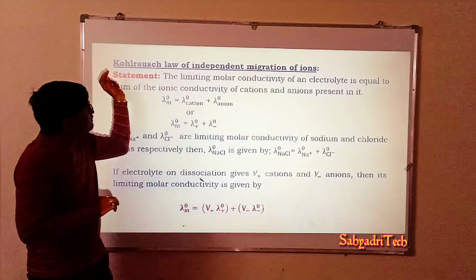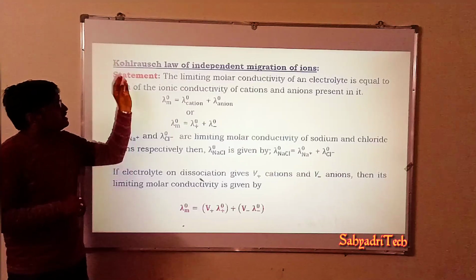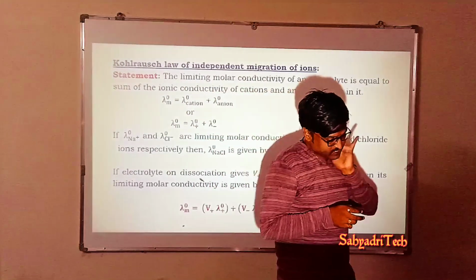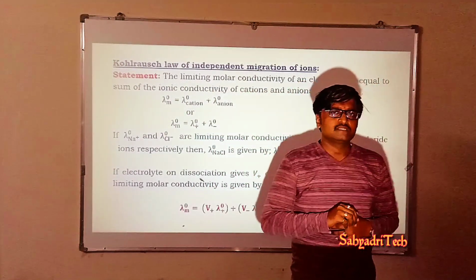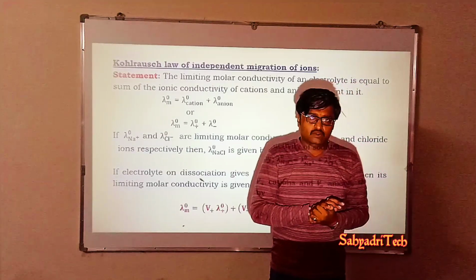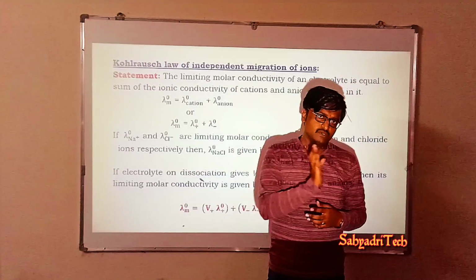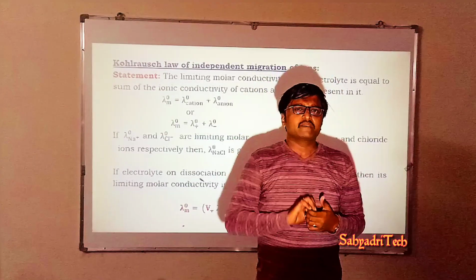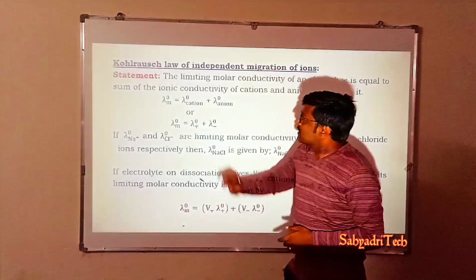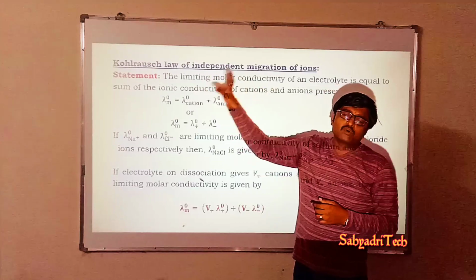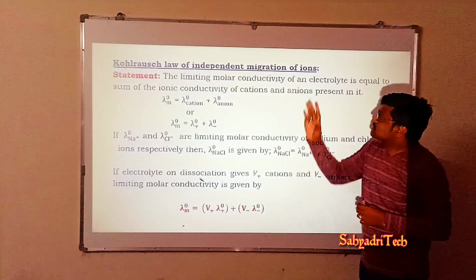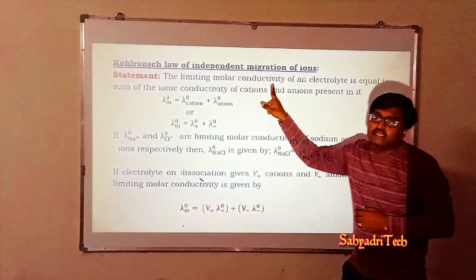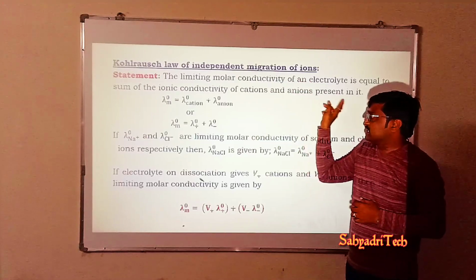First, we look at the statement of the law. So, what is the statement? Here, the limiting molar conductivity, as we already mentioned in the previous session, means the molar conductivity of an electrolyte when concentration approaches zero, or at infinite dilution. So what the law says is, the limiting molar conductivity of an electrolyte is equal to the sum of the ionic conductivities of the cations and anions present in it.